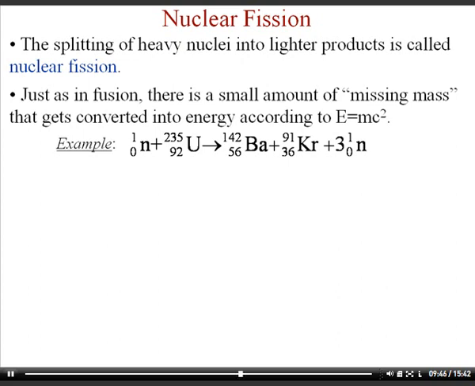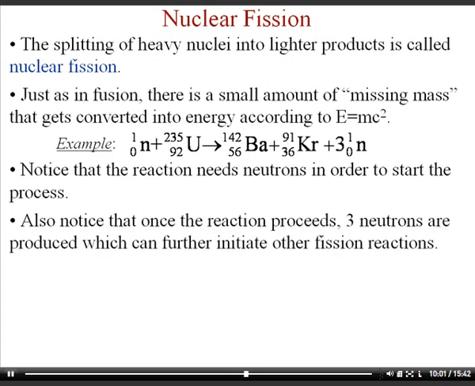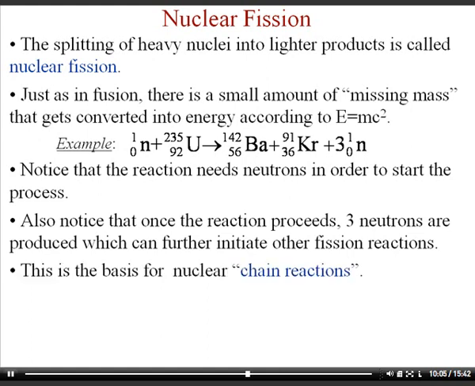sticks to the nucleus. The nucleus becomes uranium-236, which then breaks apart into the barium and the krypton, and then 3 more neutrons are produced, and those 3 other neutrons will go and smash with more 235, and then the process continues on and on and on. So notice the reaction needs a neutron in order to start, and it also produces 3 neutrons which continue on.